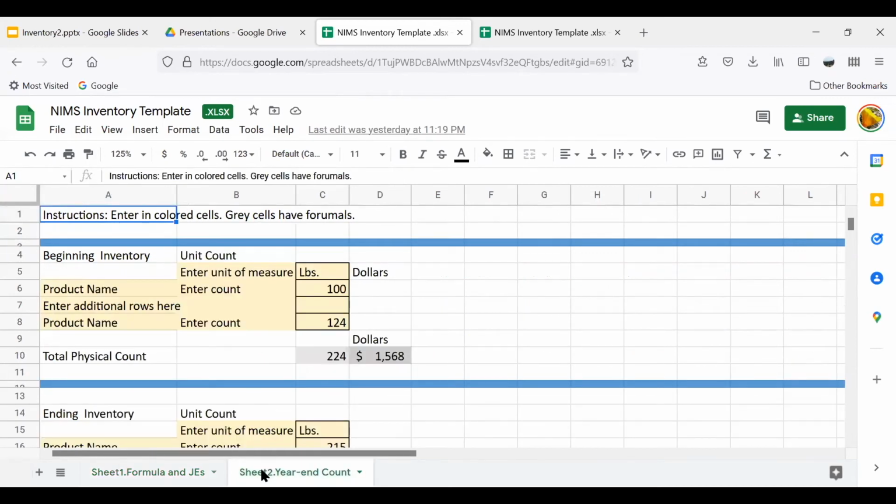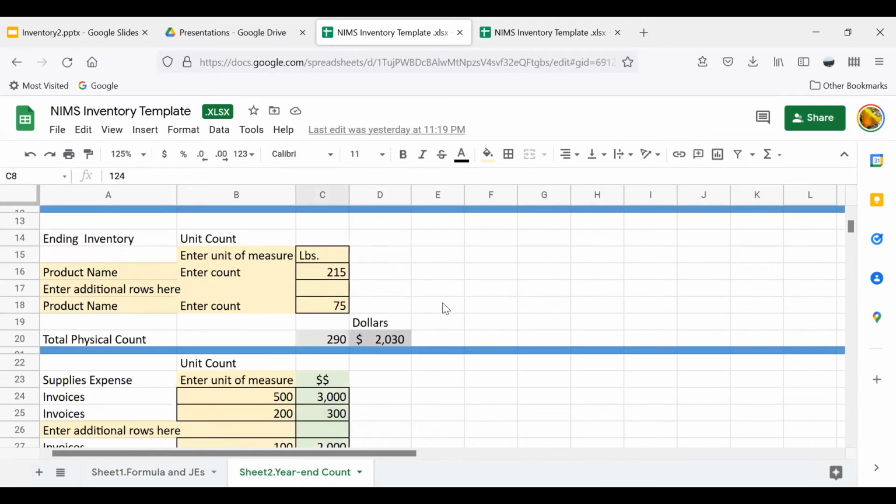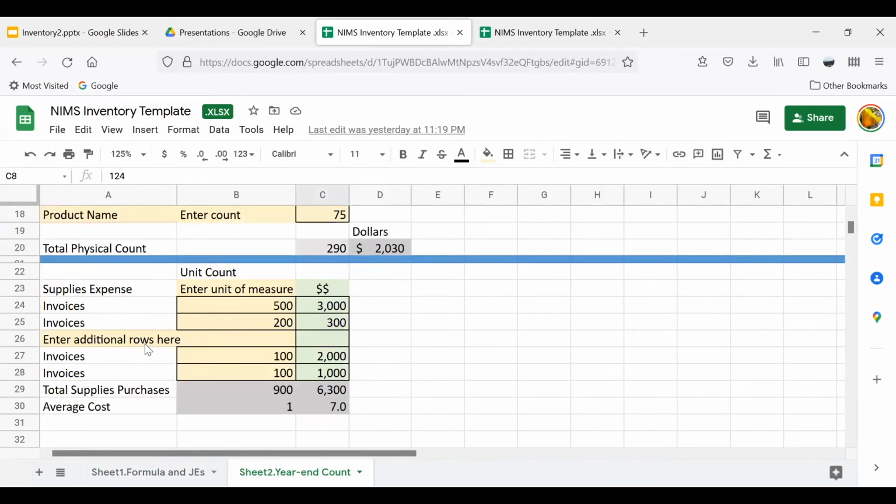I don't need to do a deep dive now. I just want you to know that you'll have this tool. But what you're going to do is enter your inventory count, your physical count numbers here. And then you go down here and enter all your supplies inventory. The only inventory you need to track in NIMS is supplies. You don't need to count labor, which is why it's not a good overall inventory method, because labor is obviously a huge cost. But you're just going to enter your supplies, expenses, invoices, and get a dollar amount.